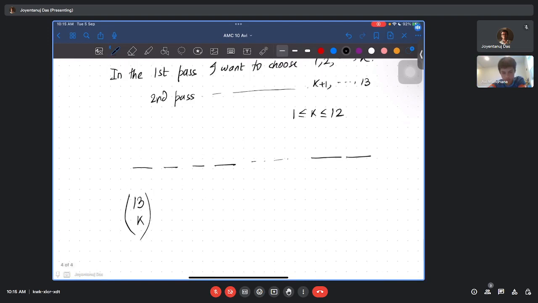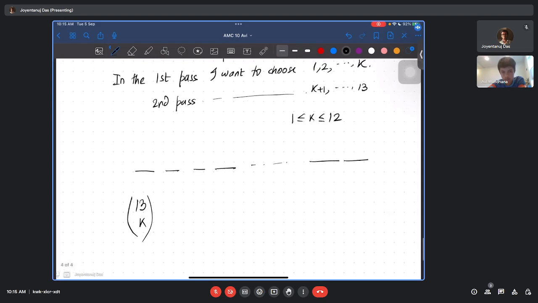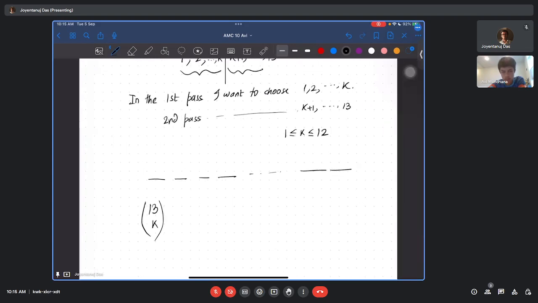But the thing is, not all of those arrangements will work, right? Which arrangements will not work? Can you tell me, out of these 13 choose k arrangements?